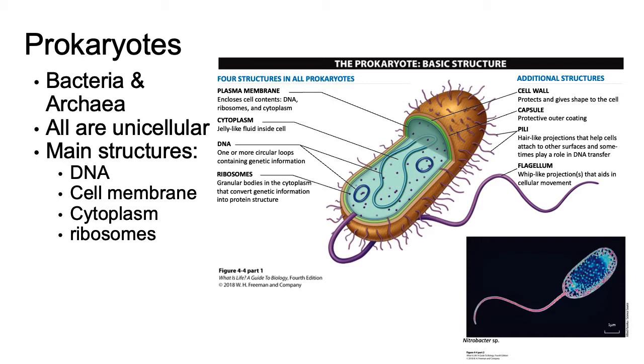3. Ribosomes are little granular bodies where proteins are made. Thousands of them are scattered throughout the cytoplasm. 4. Each prokaryote has one or more circular loops or linear strands of DNA. Prokaryotes can exhibit additional structures such as a cell wall, flagella, and pili.